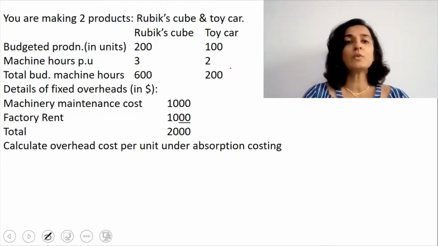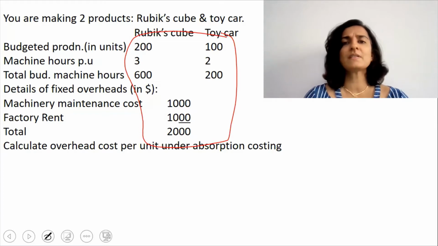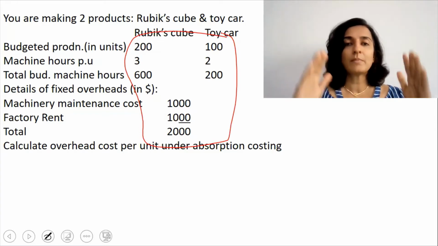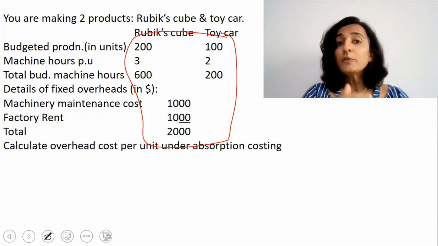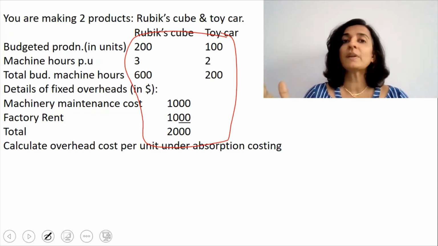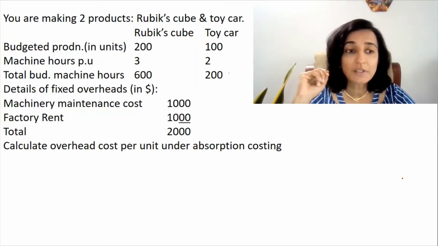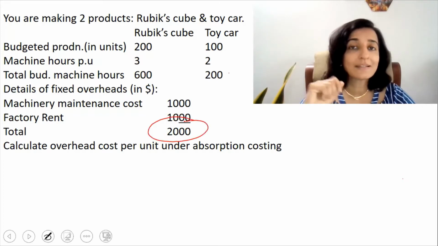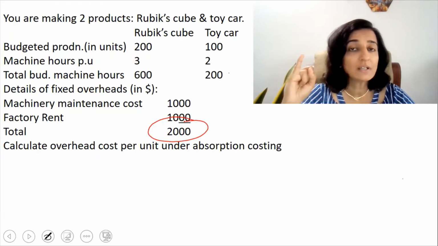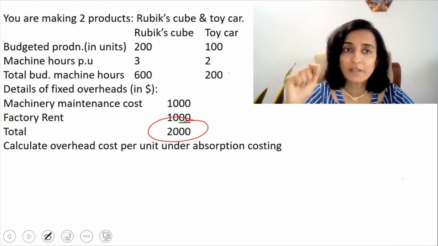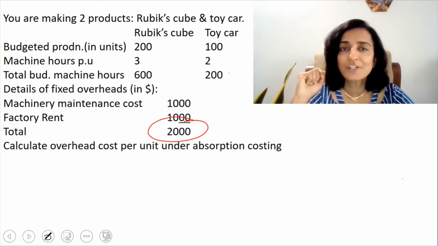Now, in this question, you would have noticed that I'm giving very small figures. This is just to make your calculation simple. The primary objective is to make you understand how the problem has to be done. So if you work with smaller numbers, you will be able to apply the same logic with bigger numbers. Now, under absorption costing, we take the total fixed overheads and divide it between the two products based on either the machine hours or the labor hours. We use labor hours if it's a labor-intensive company. In this case, it is machines which make the product, so we will be using machine hours.